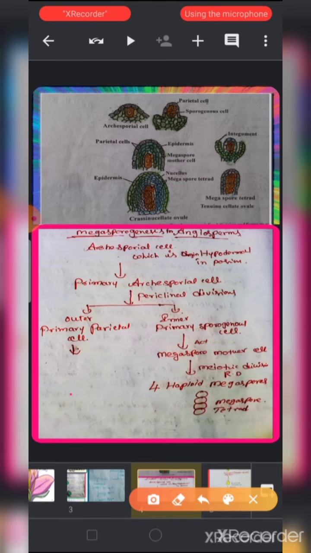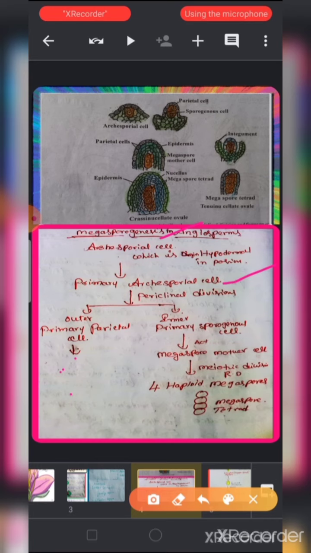In crassinucellate ovules. Crassinucellate ovules means the ovule which is having bulky or massive nucellus. Megasporogenesis development starts from the archisporial cell which is originated from the hypodermal cells. This archisporial cell takes divisions and produces primary archisporial cells.